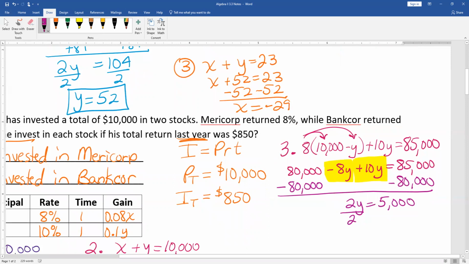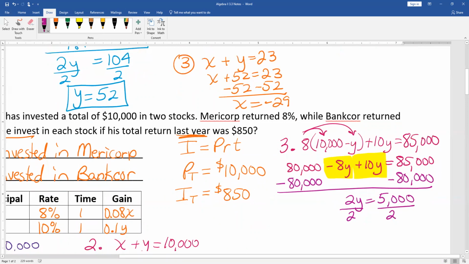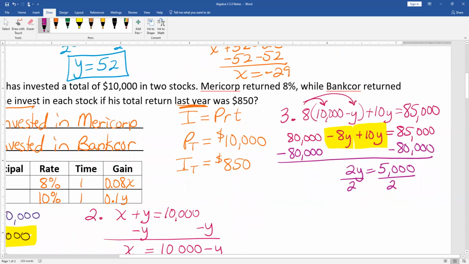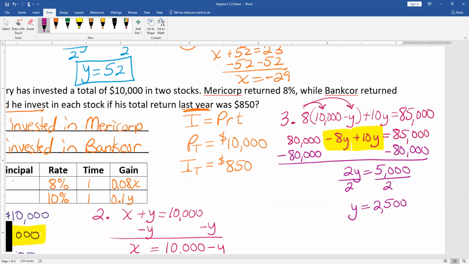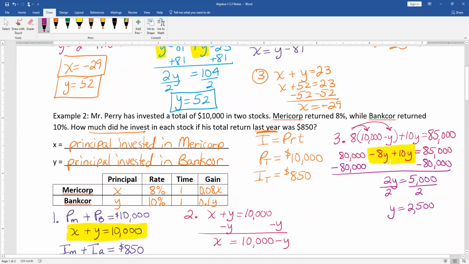And last step, we divide by 2. And we knew that half of 50 is 25. So half of 5,000 is 2,500. Tack on those 2 zeros. So that means that y equals 2,500. And my y is the principal invested in Bancorp.